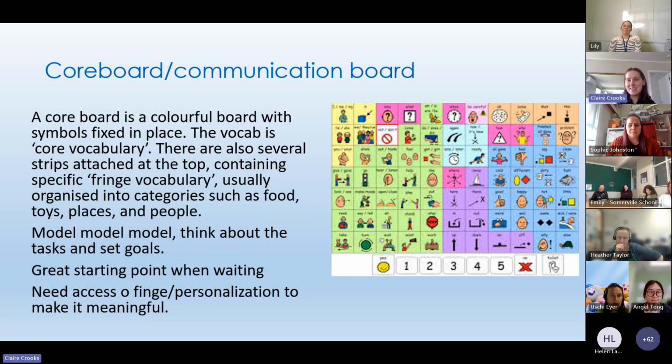Core boards, we know lots about core boards and communication boards. The main thing that I'll mention here is that it's really important to have fringe on our core boards, because otherwise it becomes not meaningless, but it's not motivating. The fringe of a core board is what is motivating and interesting to our communicators, and without that it can be really hard to have ownership and enjoy using it, because they're always relying on someone knowing, if I've only got go, that person needs to know where I want to go. So I've got my fringe, I can tell you exactly where, and I'm not relying on anyone.